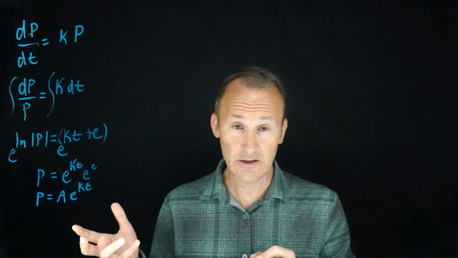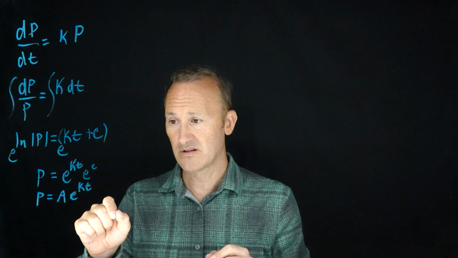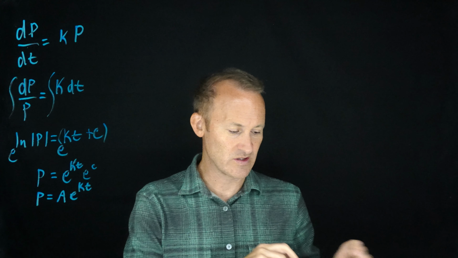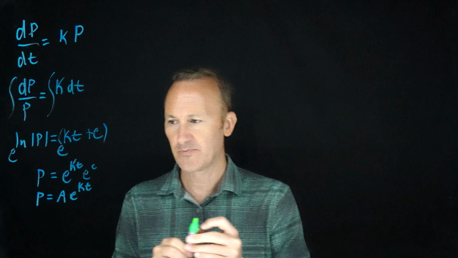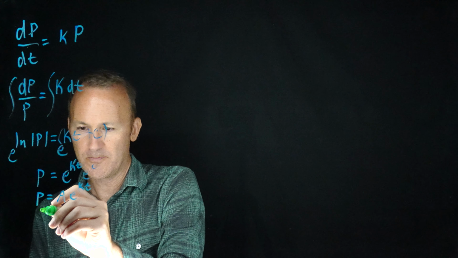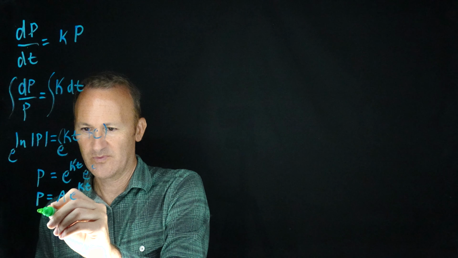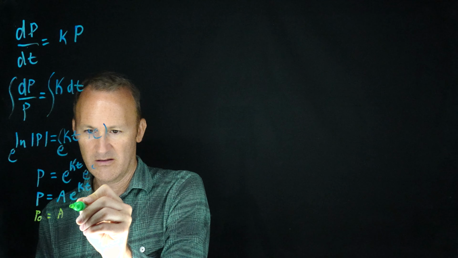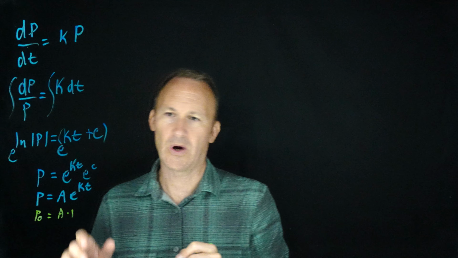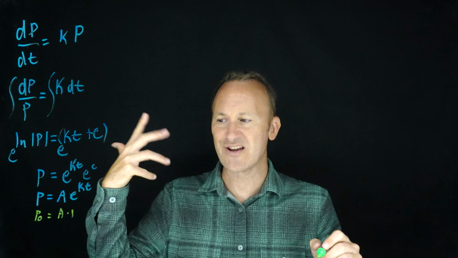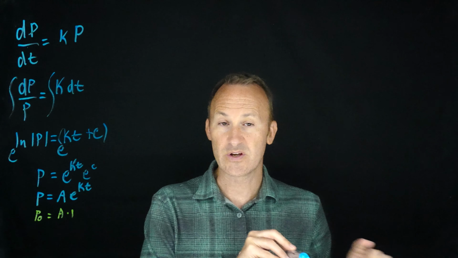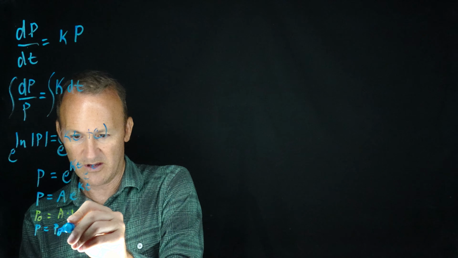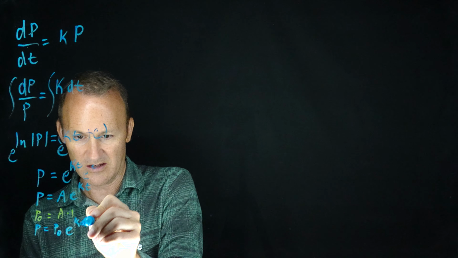Okay? And A, furthermore, we can solve this by setting time equal to 0. What happens if we set time equal to 0? Well, if time's equal to 0, we get P of 0 equals A, since e to the 0 is 1. So why do I put P of 0? Because it's when t is 0. It's the initial population. And so we can actually better write this as P equals P naught, the initial population, times e to the kt.